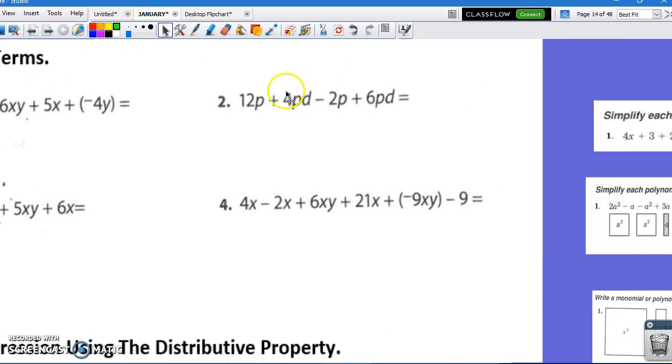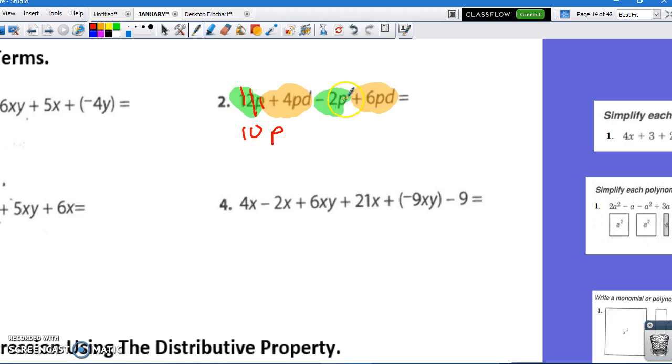All right, highlight your like terms. I have 12p, a negative 2p, a positive 4pd, and a positive 6pd. There's only 2 types of terms in here, right? Okay, positive 12 combined with a negative 2. So a positive plus a negative. What do we do when we have a positive and negative? We subtract, keep the sign of the higher digit. So we have a positive 10p left over.